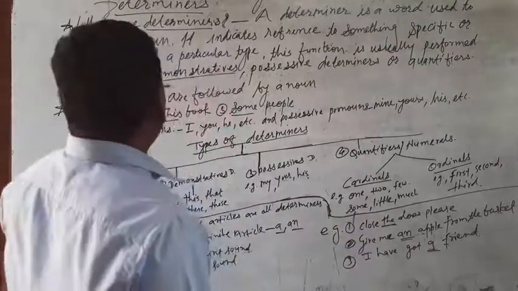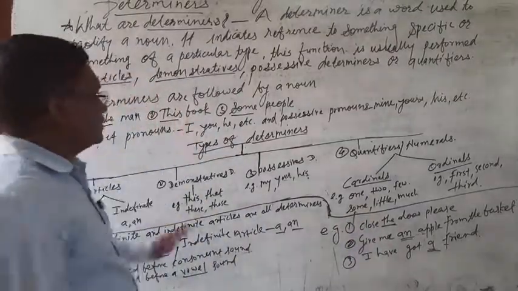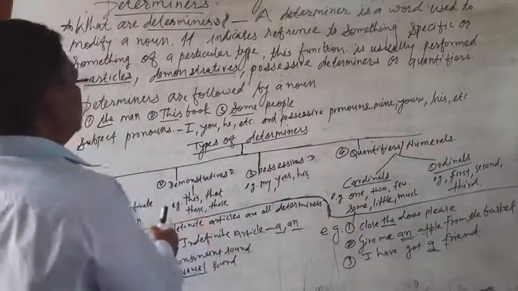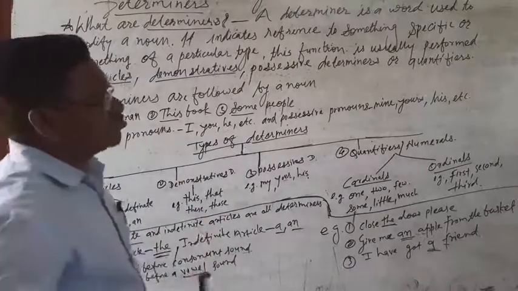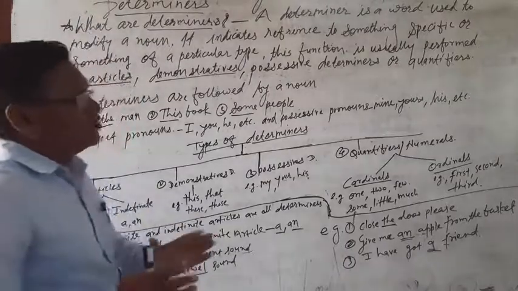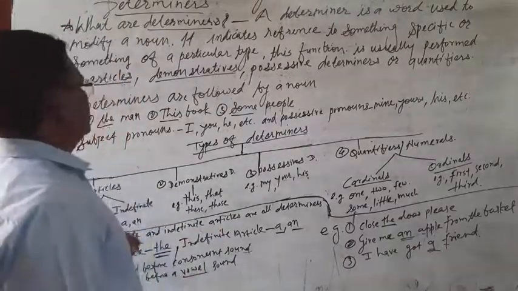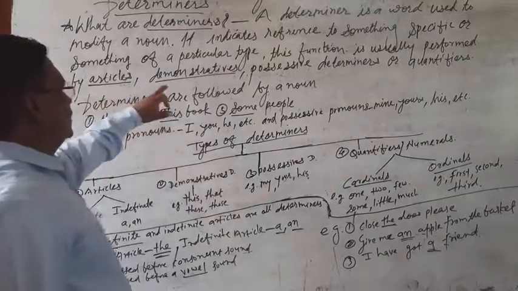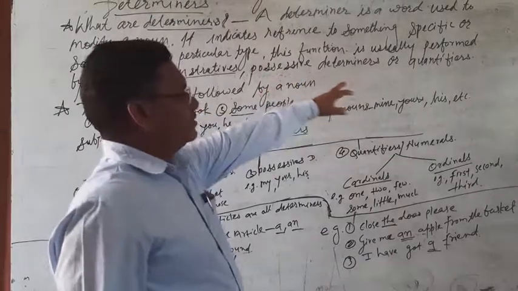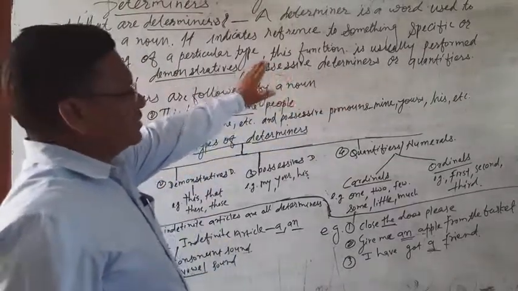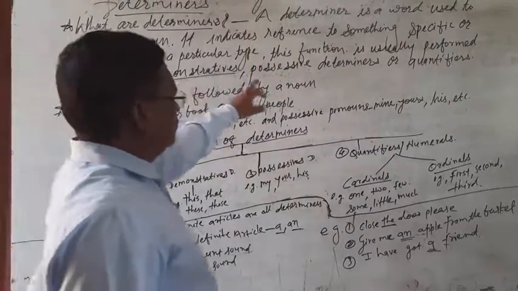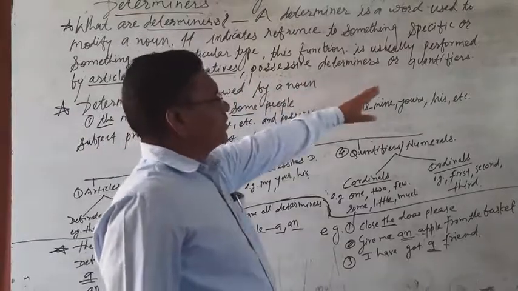See here, what are determiners? A determiner is a word used to modify a noun. It indicates reference to something specific or something of a particular type. This function is usually performed by number 1, articles; number 2, demonstratives; number 3, possessive determiners or quantifiers.